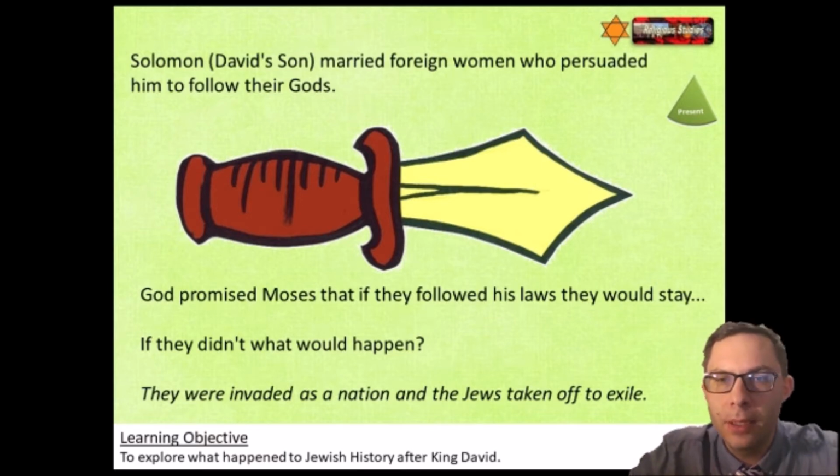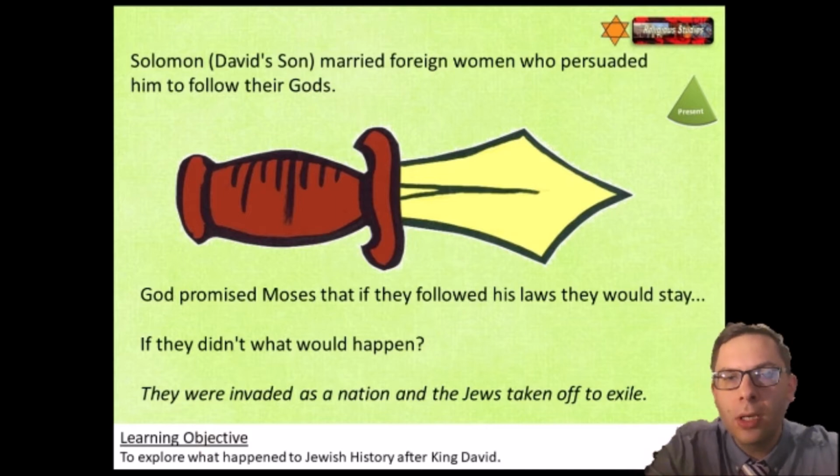So exile is where the people are taken from their land. They were invaded by the Babylonians and some others as well, and they were taken to a land outside of the Promised Land. So the dream was over.